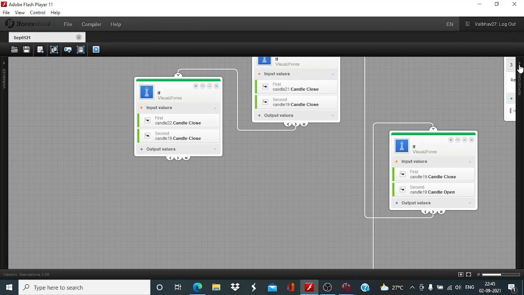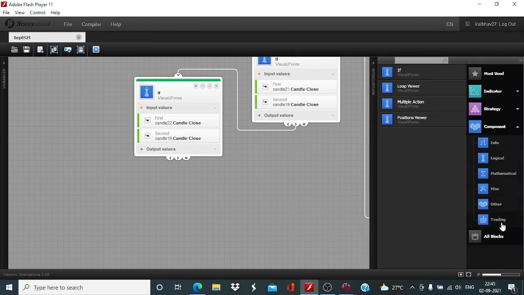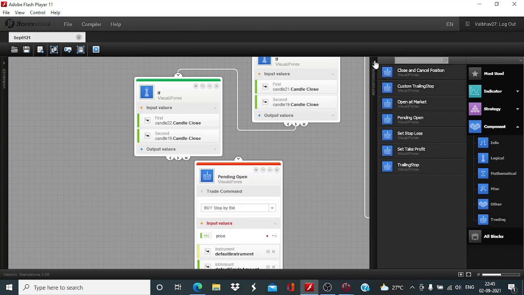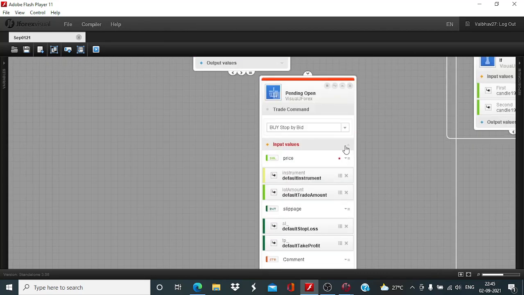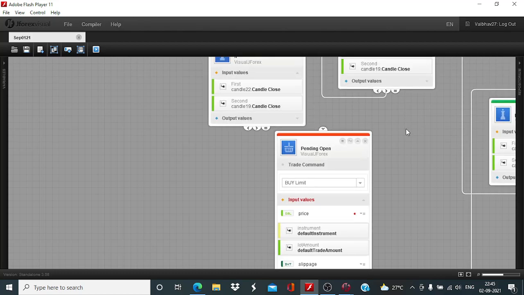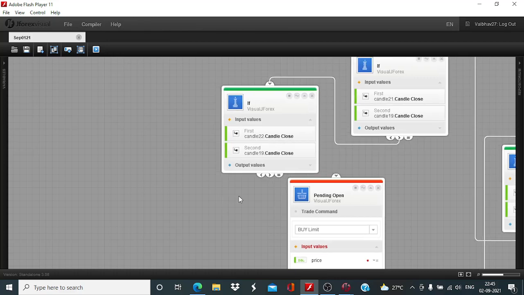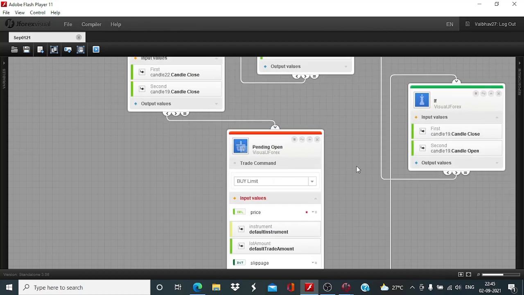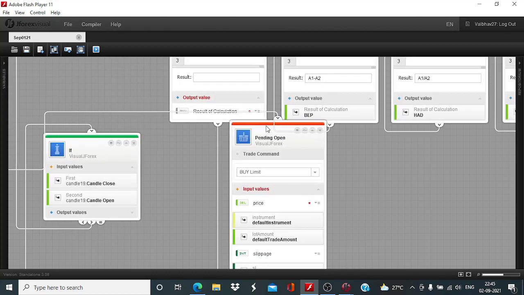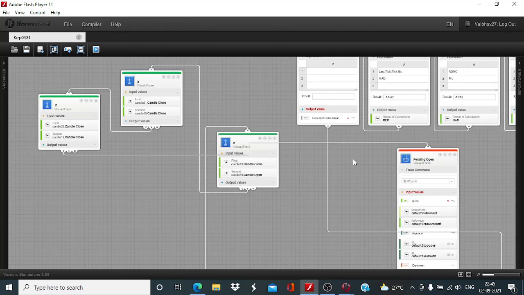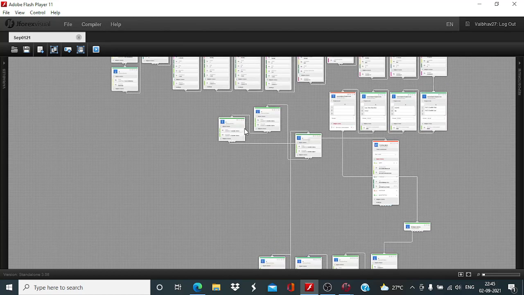After this, we get the trade command block. Pending open. There is going to be a limit order by limit, as we will be placing the order below the market price, so it is called the limit order. First input less than second input. Now, some of the calculations which we have done earlier will come handy to fulfill these parameters of the trade command block.